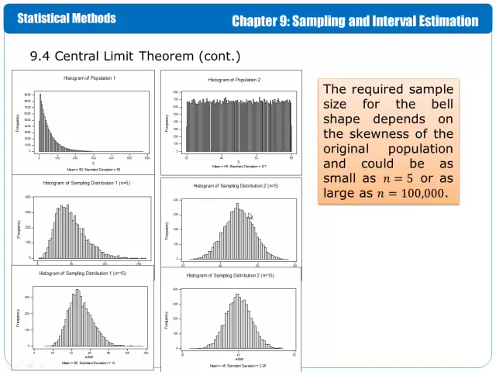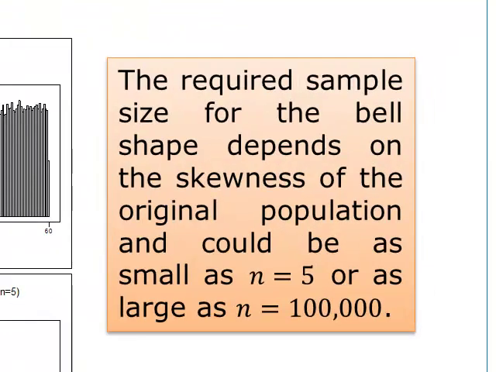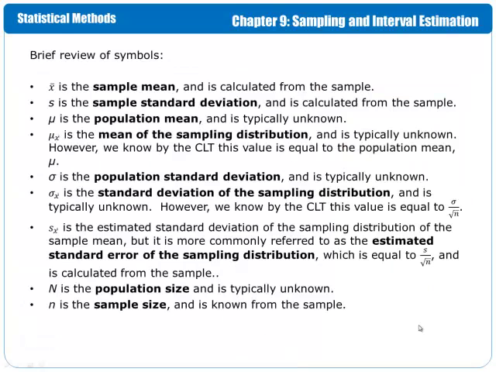In fact, even a sample of size 5 looked pretty good. The sample size required in order to get a bell shape to our sampling distribution will depend on how skewed our original population is. And it could be as low as n equals 5 or as large as n equals 100,000. Now let's take a brief look at some of the symbols that we're using.